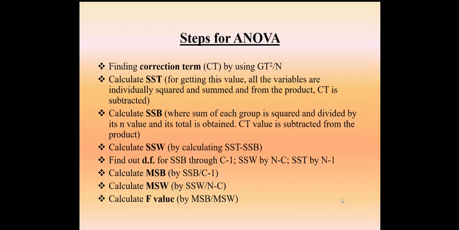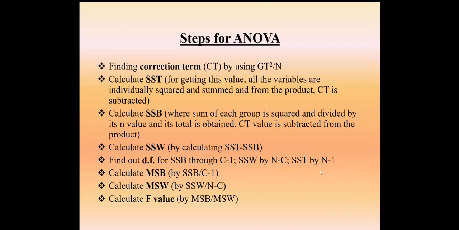Then let us see what are the steps which we employ if we are doing it manually. I will show how to do certain cases with the help of the Excel program, but I want to make you acquainted with how manually we can do it, because it is quite simple to follow it manually. First of all, we actually calculate the correction term. So finding the correction term is the first step.